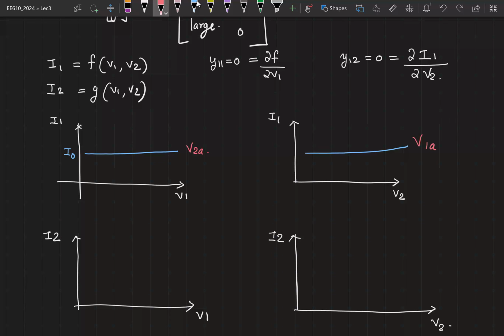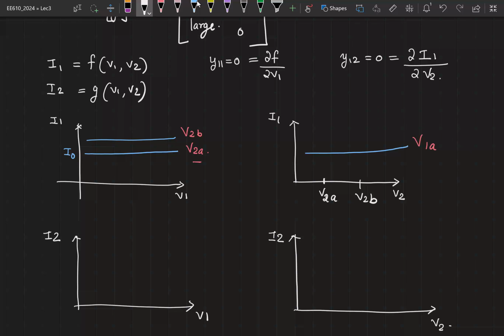Now looking at both the graphs, can you tell me what I should expect to see here if I change my V2 to some V2B? Do I expect to see a separate line? Do I expect to see something like this? Or do I expect to see a different property? I would expect to see a second line. Okay, let's see if that answer is correct, right? So if on this figure, if I go from V2A to V2B, does my I1 change?